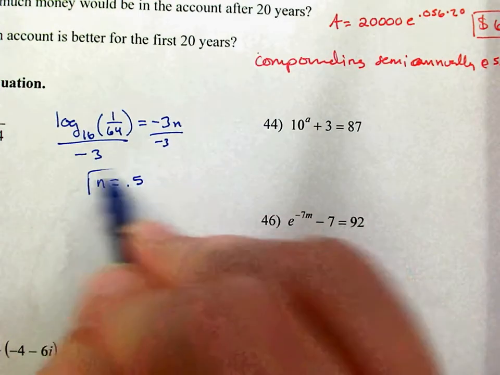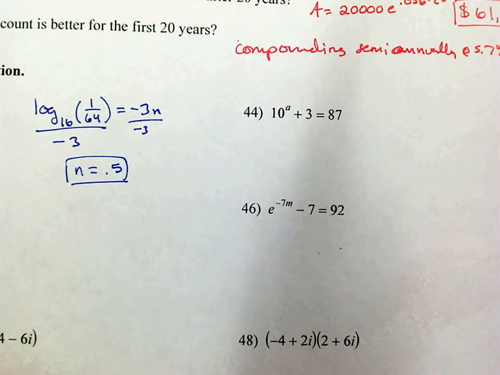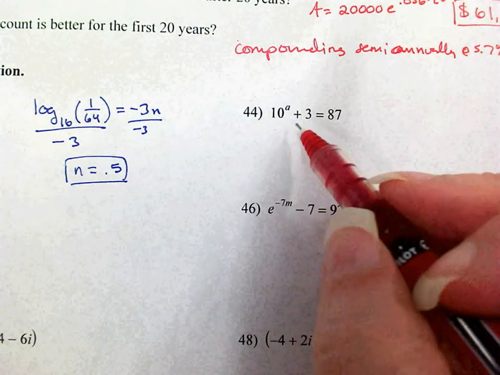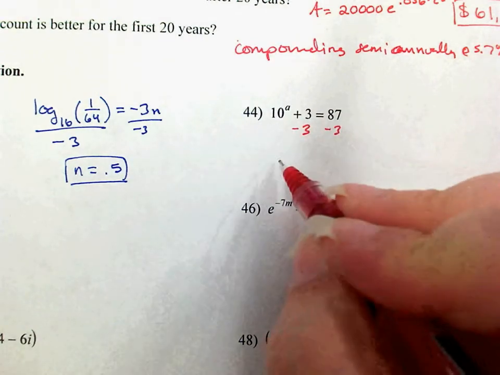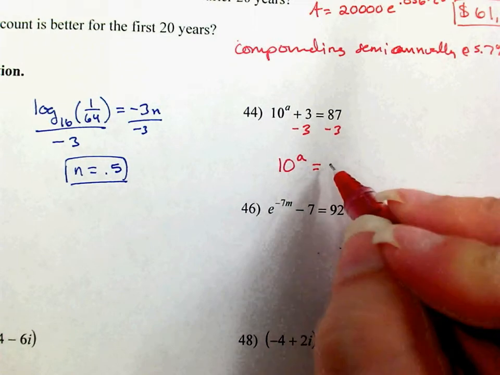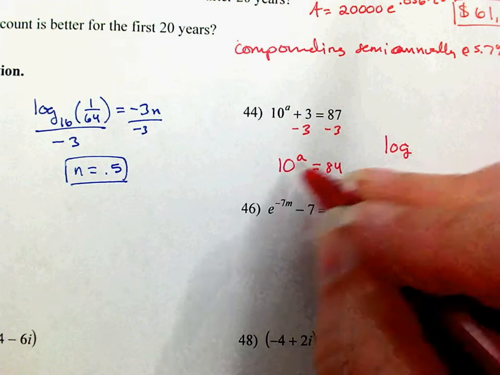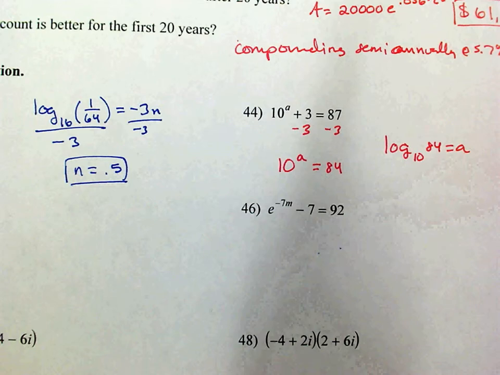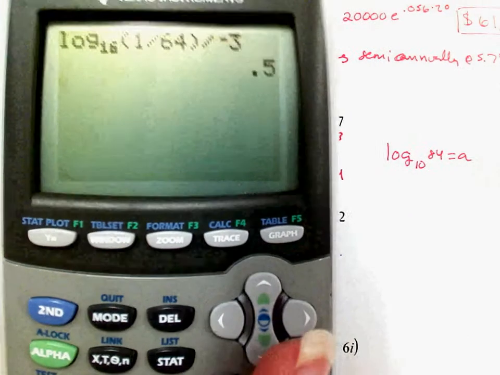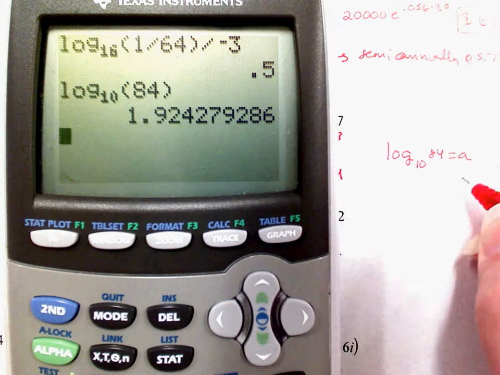Okay, now let's go to 44. It's also an exponential expression, but I need to get rid of this 3 before I can convert to a log. So I've got minus 3, minus 3. 10 to the a equals 84. And let's convert to a log. Log base 10, the base of the exponent, can't be a, so it's got to be log base 10 of 84 equals a. So all I've got to do is type that in. For window number 5, log base 10 of 84, and that is a equals 1.924, and let's get 3 decimals on that.